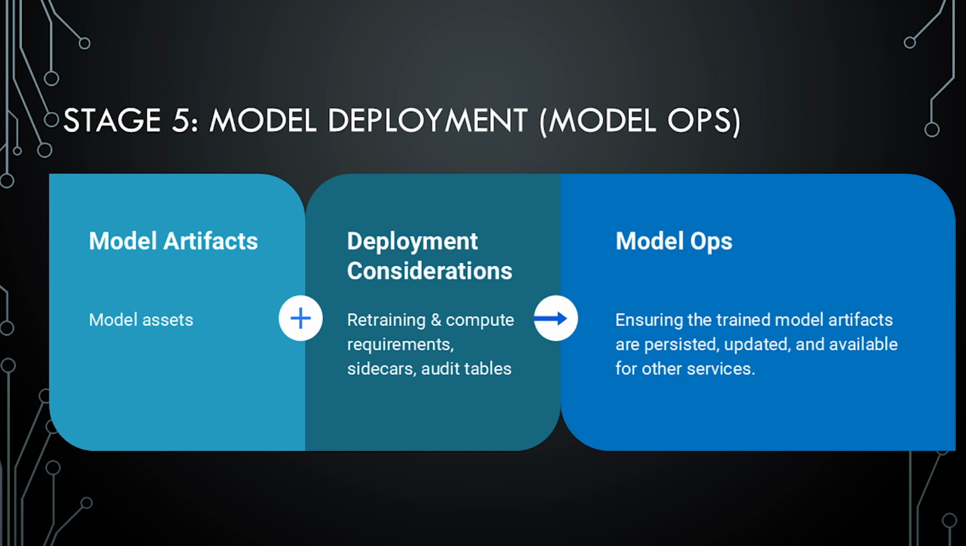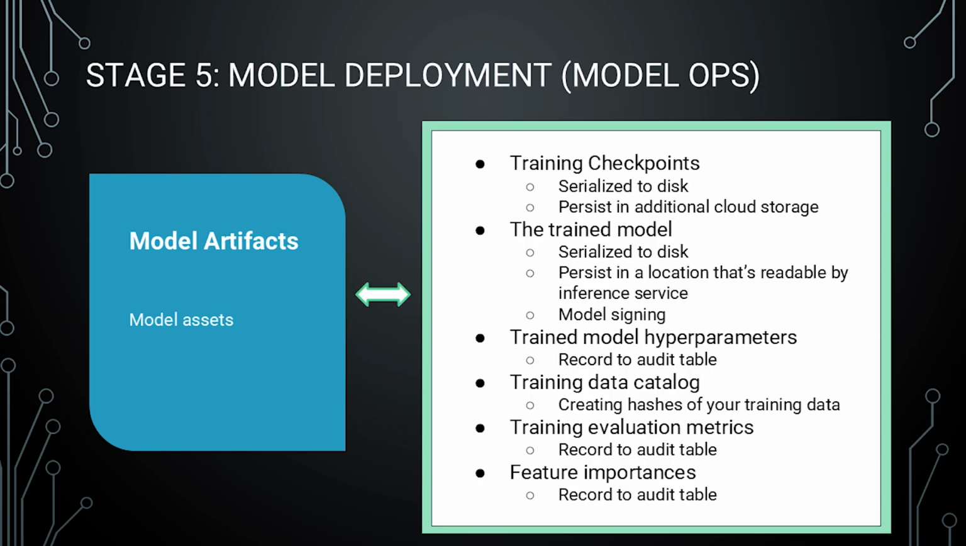Then we have our deployment considerations. How often are we going to retrain? What are our compute requirements? Do we have any sidecars? Are there any audit tables that we need to build? Model artifacts and deployment considerations together comprise model ops. Model ops practices ensure that the trained model artifacts are persisted, updated, and available for other services and available for observability. Let's dive into the specific types of model artifacts we need to manage.